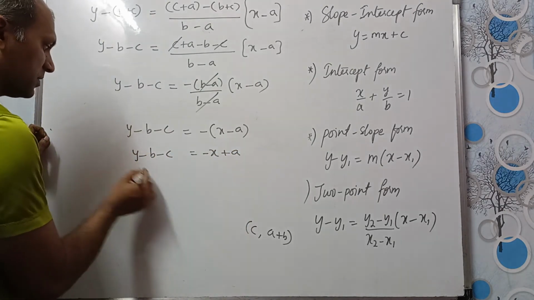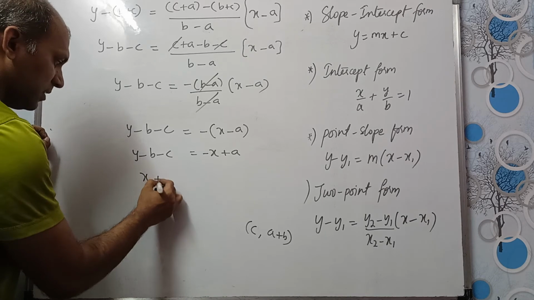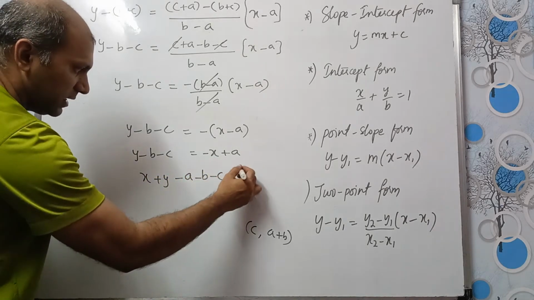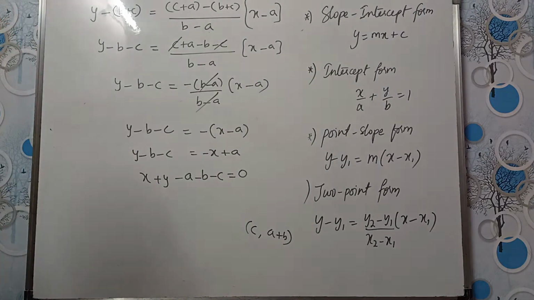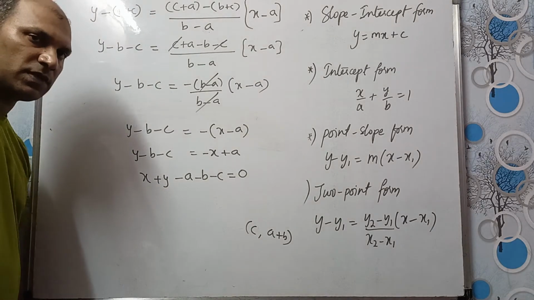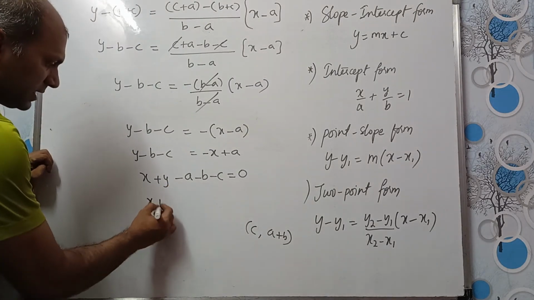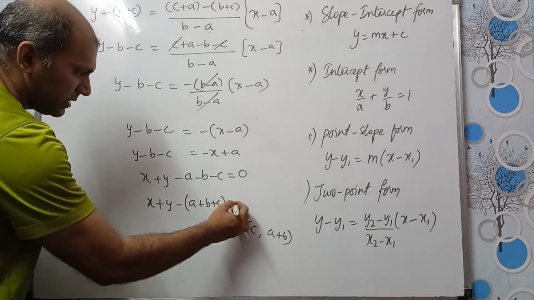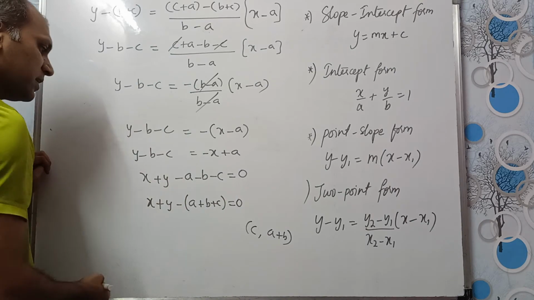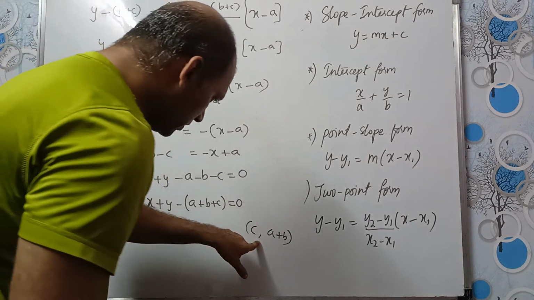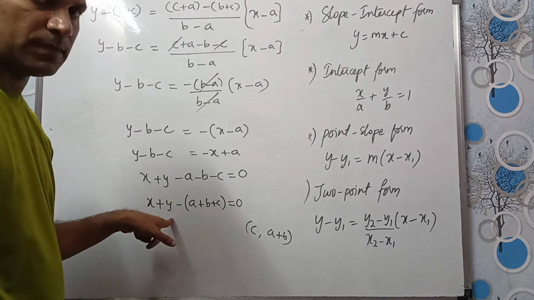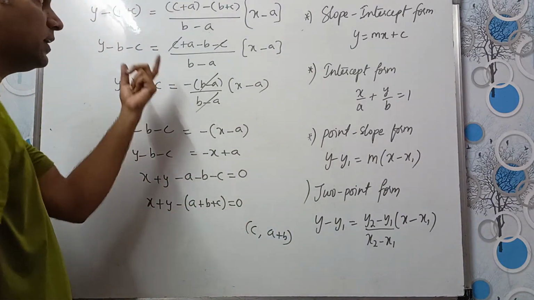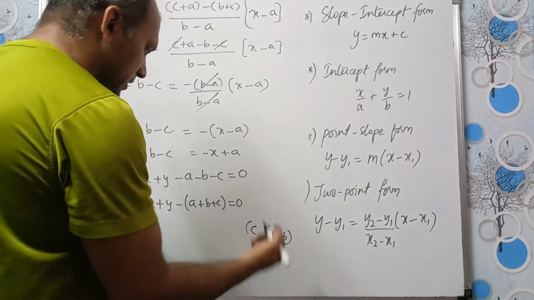Let us bring these terms to this side. So it will be x plus y minus a minus b minus c equal to 0. Okay, this is the equation of the straight line. Or you can write this equation as x plus y, you can take minus common and write this inside the bracket. This is one and the same. Now we need to substitute this value here, and check whether it is satisfying or not. If it is satisfying, yes, the points are collinear. Otherwise, they are not collinear.